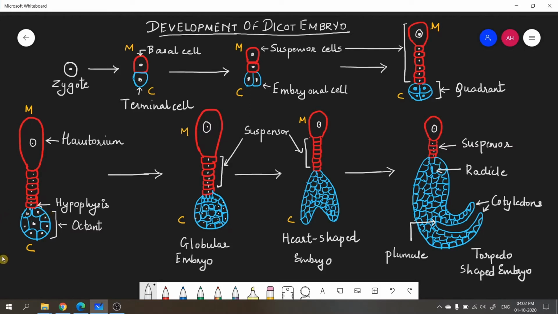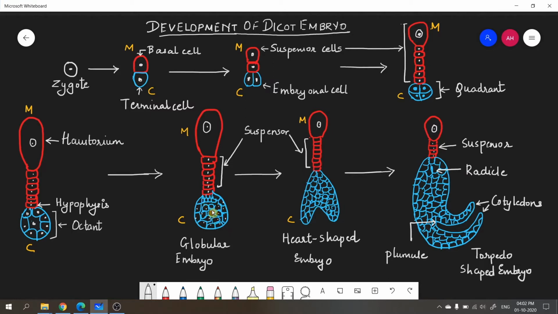Now after the formation of octant, you will see the first stage of the embryo form, which is called a globular embryo, because here a globular shape is achieved. Right, you can see the shape of the cells of the embryo proper has taken up a globular shape, right? And this is the suspensor towards the micropylar end. I have labeled suspensor over here, right? Now hypophysis, which I mentioned earlier, further divides to give rise to radicle and the root cap. I have shown radicle at the final stage here, but the cells of the radicle start to form as early as the globular stage itself.